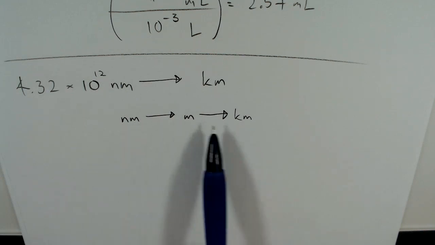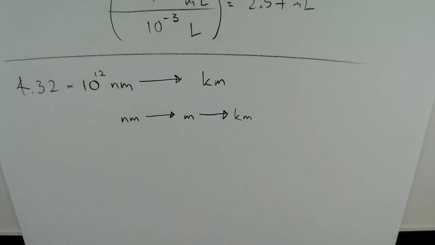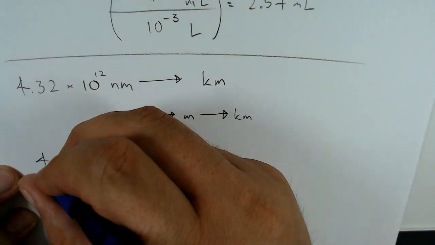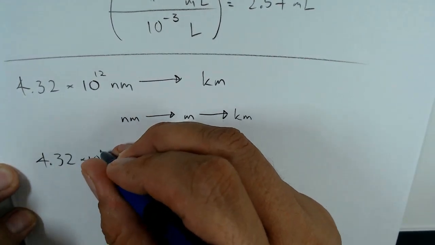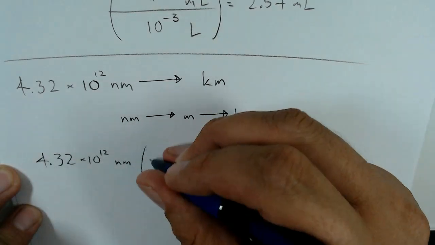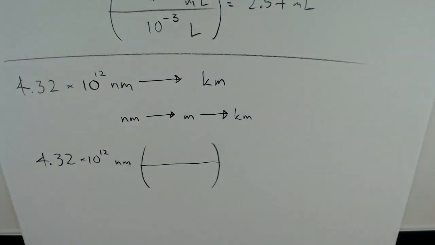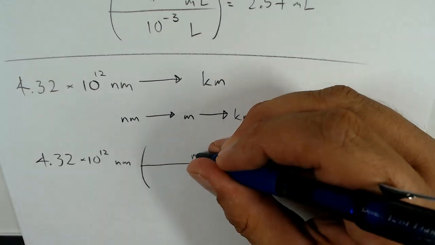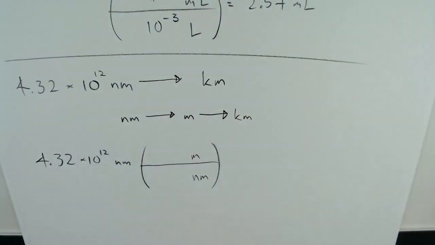If you're doing this type of method, every single arrow is a conversion factor. So we have 2 conversion factors that we need to use here. All right, so 4.32 times 10 to the 12 nm. The first conversion that we're going to use is to go from nanometer to meter. Two things you want to think about: we're going to have a 1 in there and then a number that's not 1. And I like to work with positive exponents. So what number should that be and where should I put it? The number is probably going to go in the bottom.